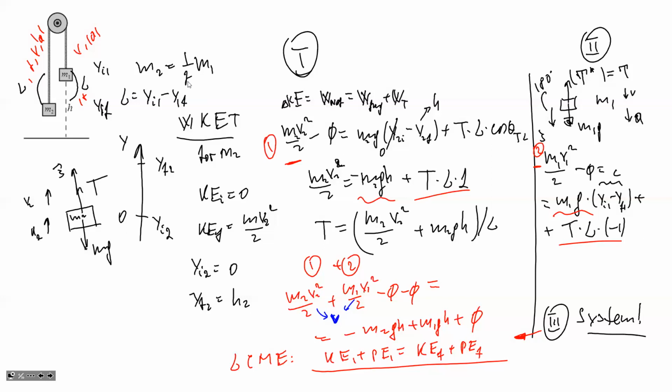And now you can use this equation, the law of conservation of mechanical energy, to calculate speed immediately. And then, if you know the speed, you can use this equation, for example, to calculate the tension. Of course, to calculate tension, you also could have used Newton's second law. You would get the same result.